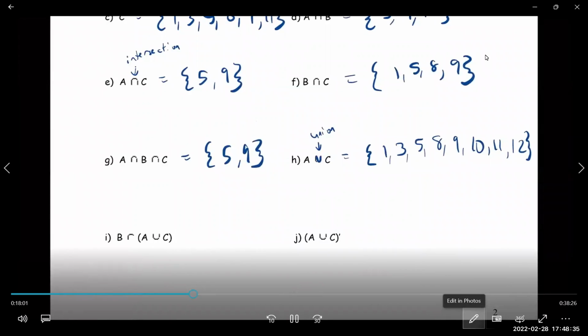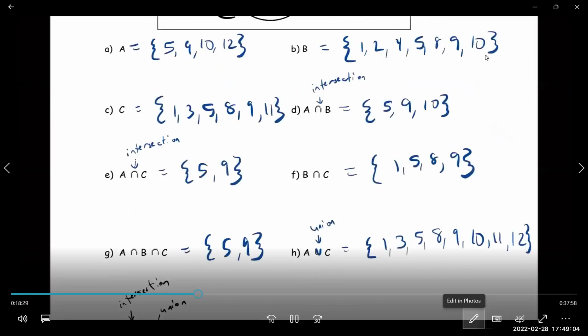This one didn't print out very good, but this should be an intersection symbol. This is a union symbol. So remember, we always do parentheses first. So do the parentheses part first. Just ignore this for now. A union C. Well, we already did that, right? It's right over here. So let's just rewrite that. And then B, what's in B?